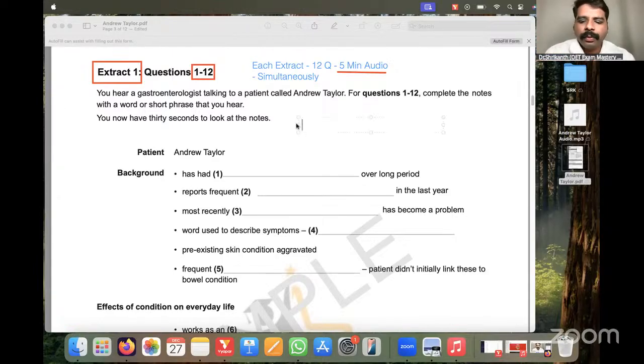So when it comes to listening part A, you will be listening to a 5-minute length audio. And this audio is always a patient consultation. Right. So what are you listening to? You're always going to be listening to a patient consultation. That means you are going to be listening to a conversation.